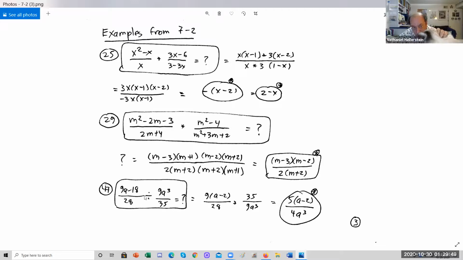Here we have a ratio of fractions. (9a minus 18) over 21 divided by 9a to the third over 35. Okay, so we write this upside down: 35 over 9a cubed. The 9's cancel. 35 over 28 simplifies to 5/4. And we're left with 5(a minus 2) over 4a cubed.